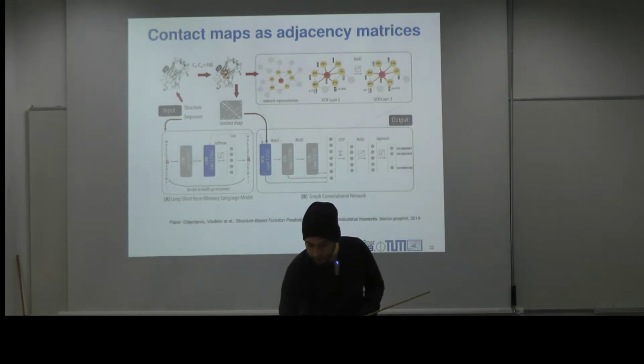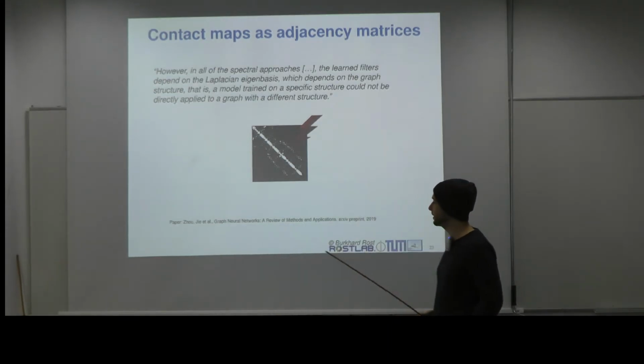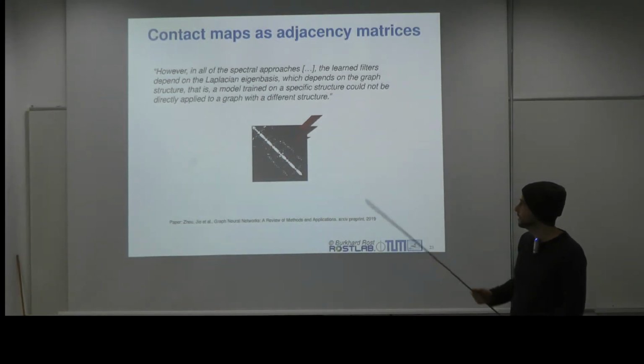The reason is in the mathematical formulation. And this was not quite obvious to me because I was also not an expert in spectral graph convolutions. But the problem here is, and this was clearly stated in one review paper on graph convolutions, that in all of these spectral approaches, the learned filters depend on the Laplacian eigenbasis. This was kind of the starting point, right? So this means this is specific for a graph structure.